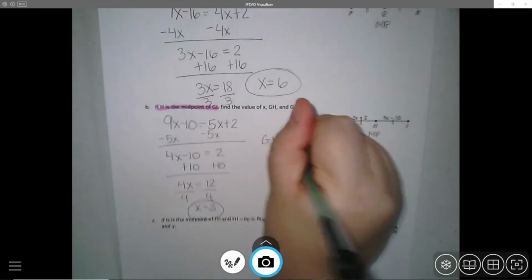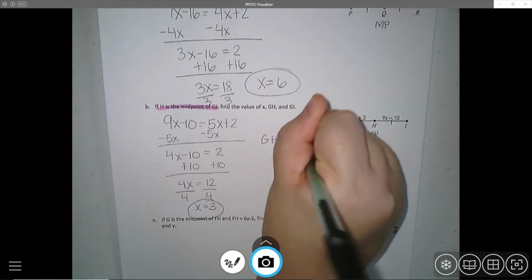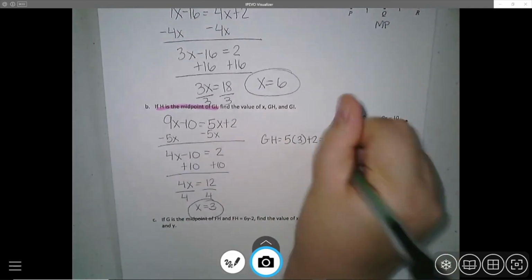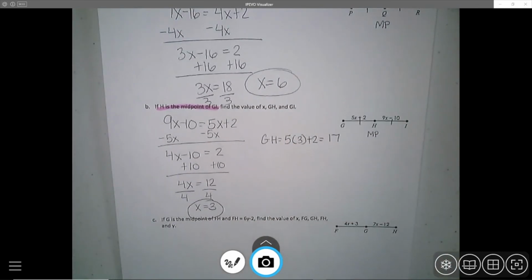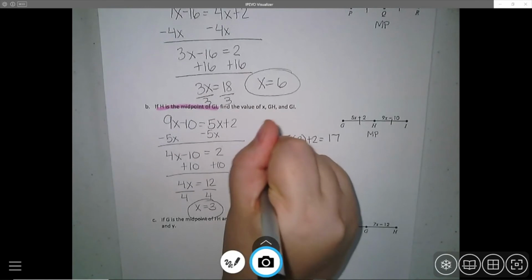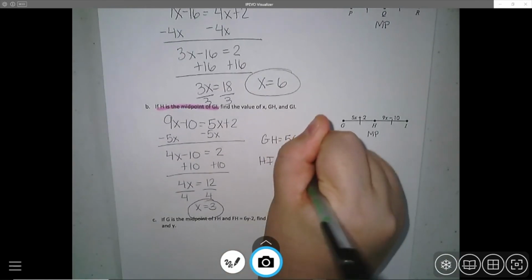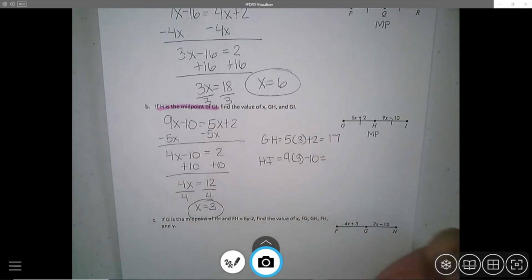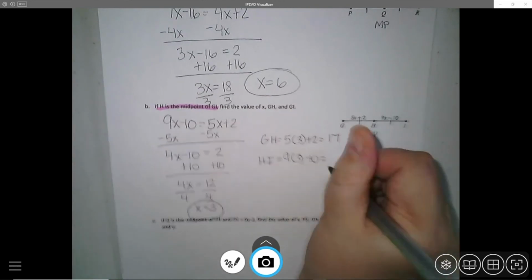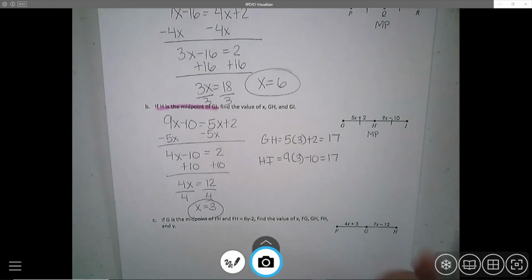GH, that'd be 5 times 3 plus 2. That's 15 plus 2, that's 17. And then HI, that would be 9 times 3 minus 10. 9 times 3 is 27, minus 10 is 17. Notice, GH and HI both give me 17. They better both give me 17.